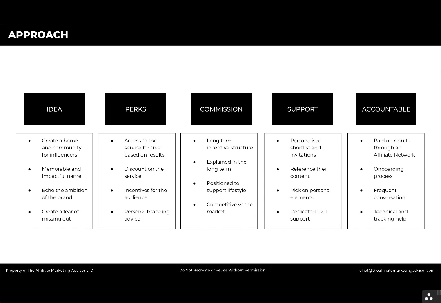Onto commission then. This is the element where the influencer is paid on results. This should be long-term, preferably with a recurring model. Everything should be explained in the long term. You should be looking to create a long-lasting relationship with influencers and position the commission model as supporting their lifestyle and ability to support themselves and continue as influencers. The commission must be competitive versus the market.